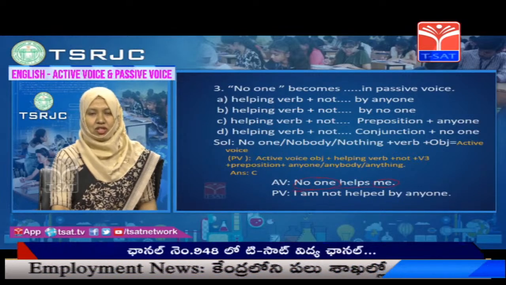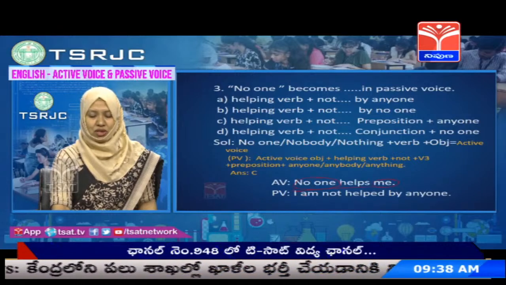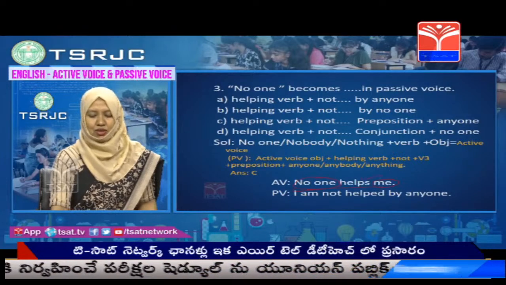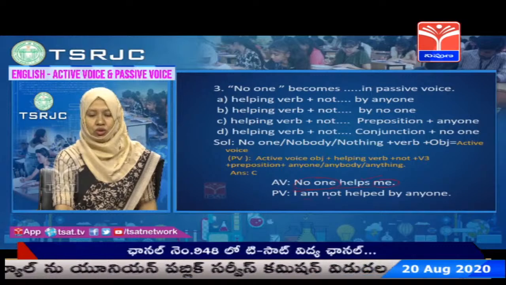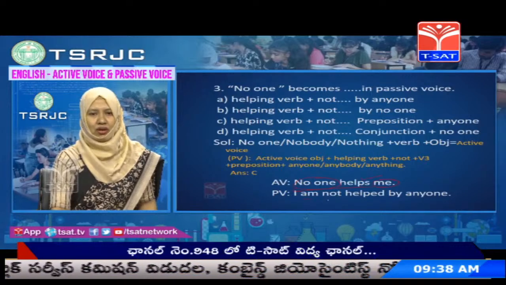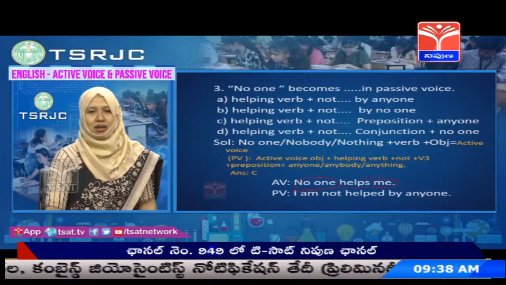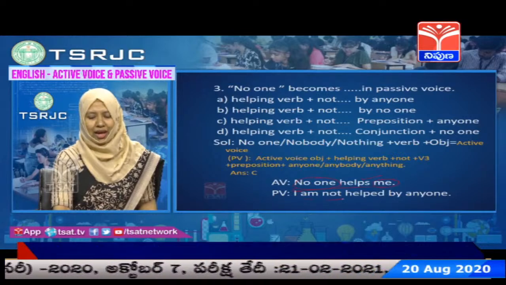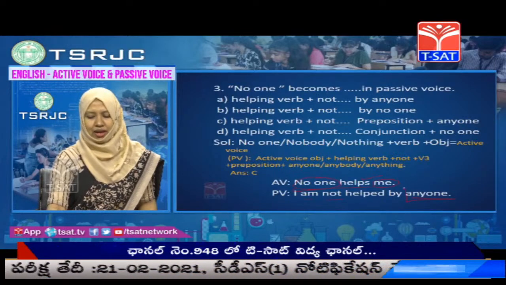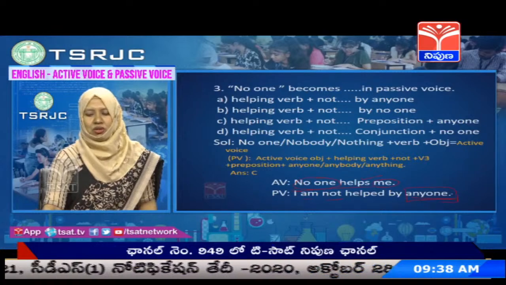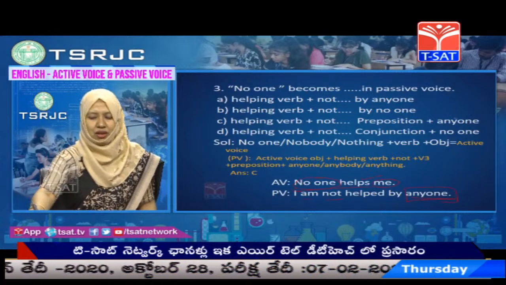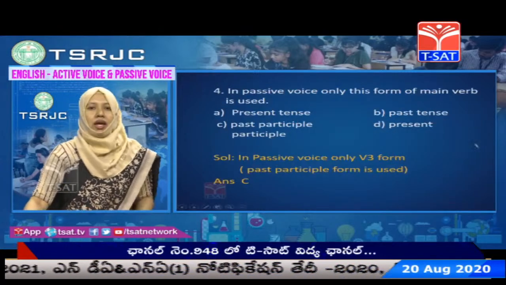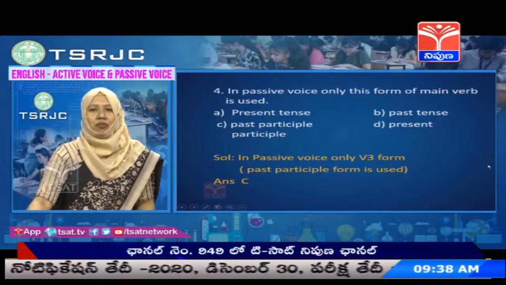The object of the active voice will change into the subject. The pronoun me is changed to I. Here simple present tense is used, so I am. You have to use not whenever no one, nobody, nothing is there. I am not helped by anyone. So what should be used? It should be anyone. So option C is the correct option. In passive voice, only this form of main verb is used.